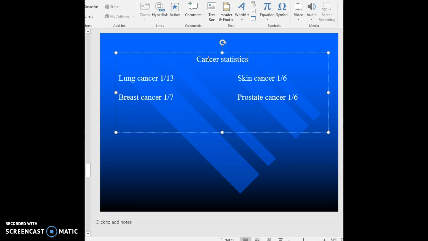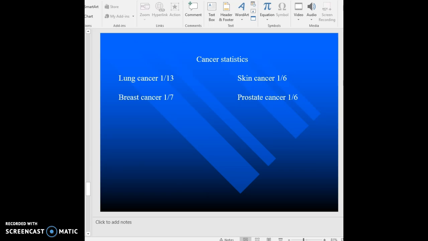Okay, so that's what I want you guys to think about. These are some pretty significant numbers. 6 men in the family, 1 of them is statistically going to get prostate cancer. 7 women in a family, 1 of them is statistically going to get breast cancer. Skin cancer. Think about if you have a family of 4 and 2 grandparents, 1 of those individuals will get skin cancer. So cancer is not something we want to ignore.